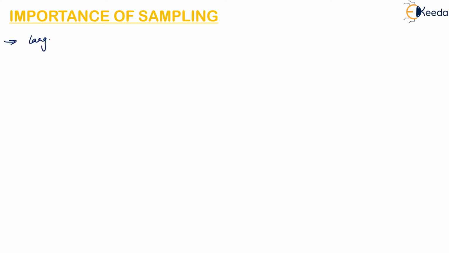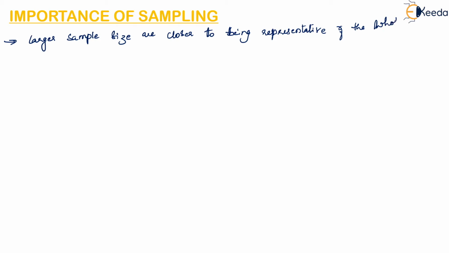So larger sample sizes are closer to being representative of the whole lot. So it is important that a representative selection is made in sampling. This is called a random sample. So representative selection of samples is important.